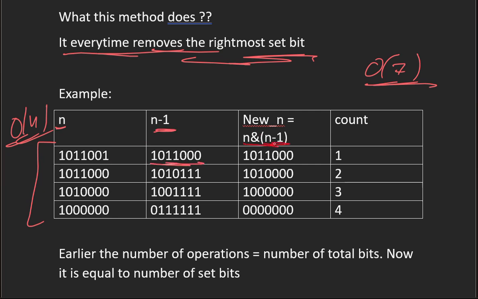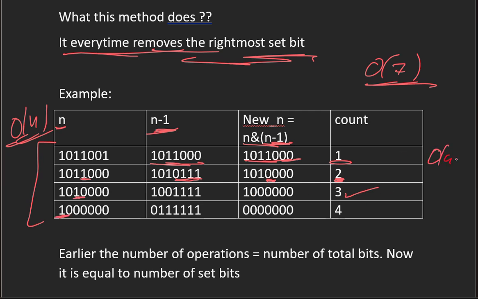When we do n and n minus 1, if you notice, the rightmost set bit, that is 1, has been removed, and we have increased our count by 1. Now our new n is 10110000, and n minus 1 is this, where this one is made 0 and all these zeros are converted to 1. Now if you again do n and n minus 1, you notice that this rightmost set bit has been converted to 0, and our count becomes 2. Similarly for this set bit, and then at the end for this set bit.